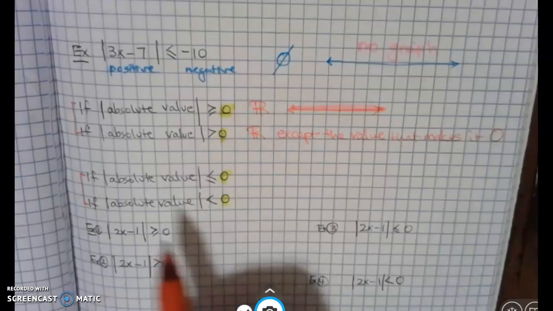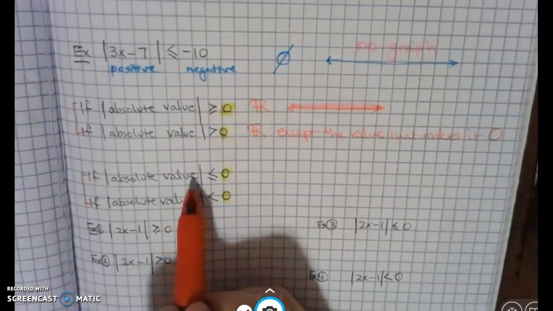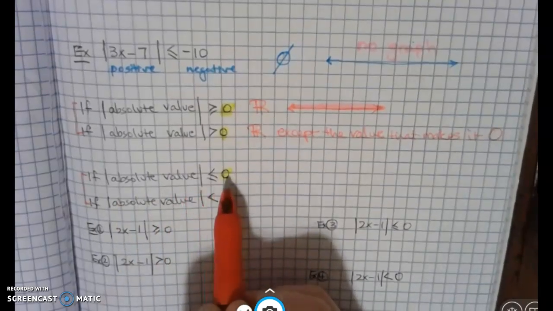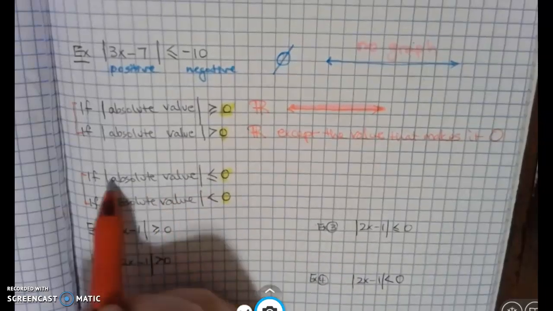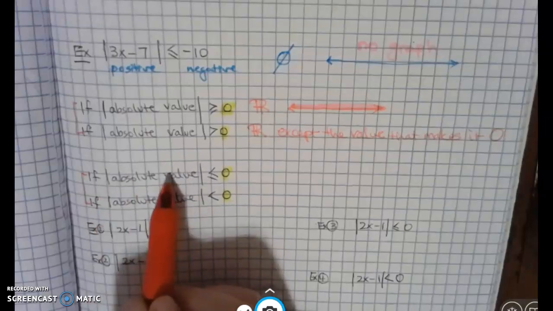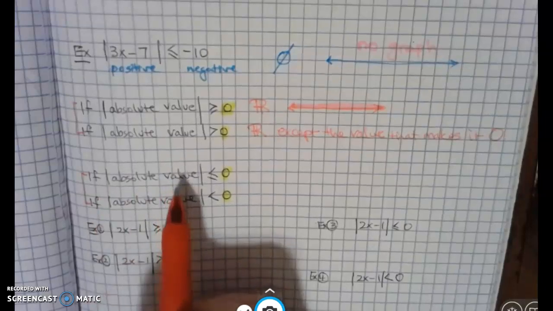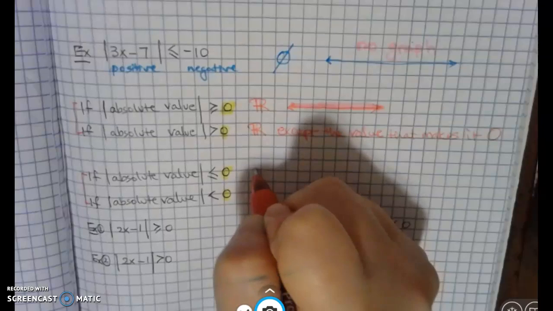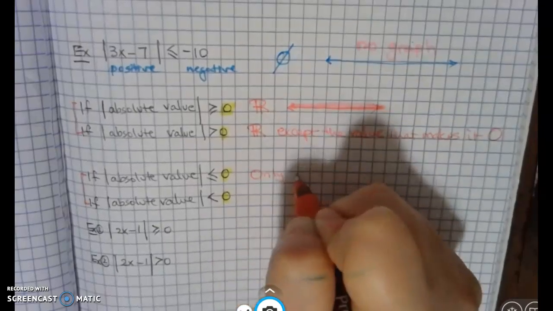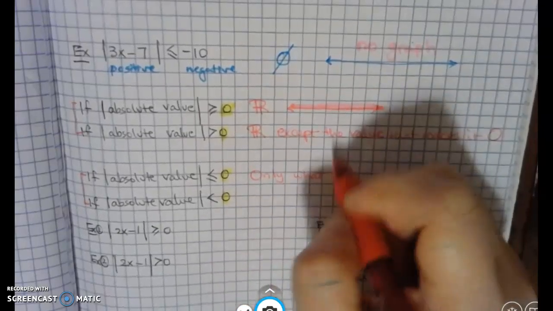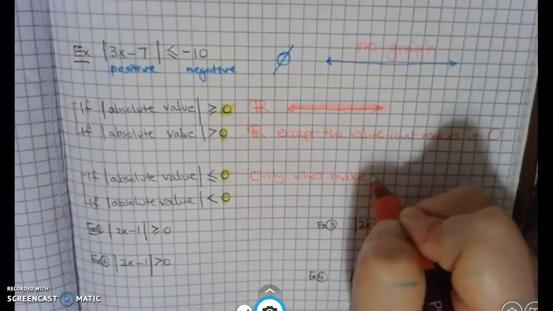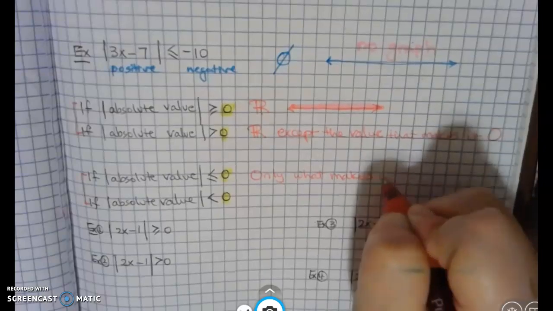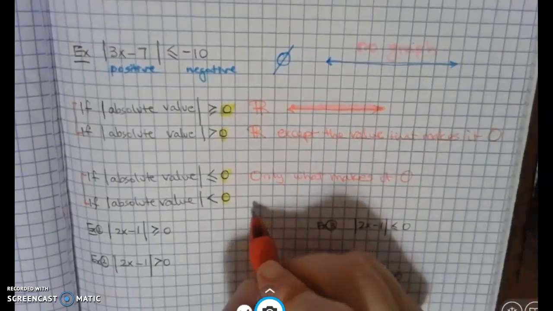Okay? All right, then let's look at what about if the absolute value expression is less than or equal to 0. Can it ever be true? Well, the only time it can be true is if this expression yields 0. Okay? So it is only this case that makes it 0. The value of the x variable that makes it 0 will be the solution.